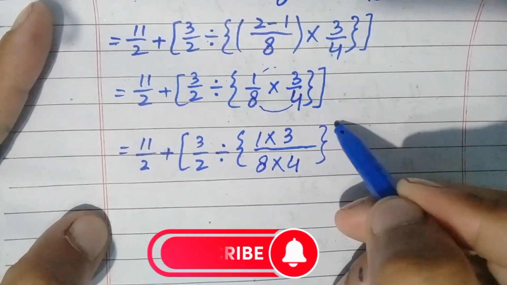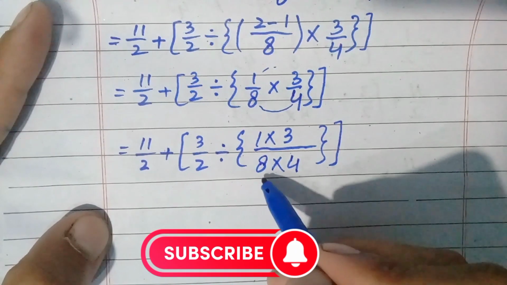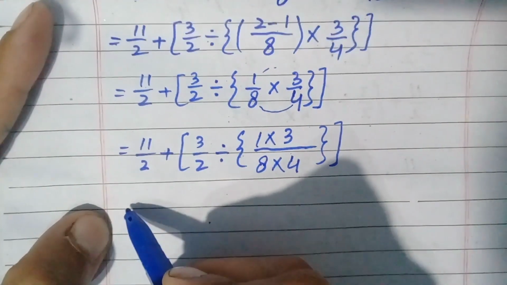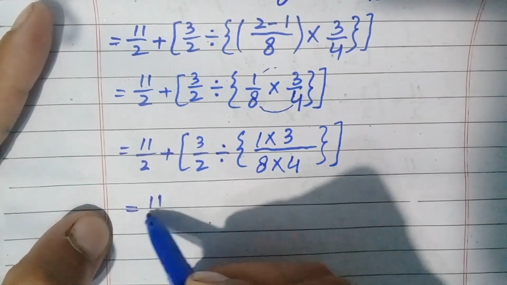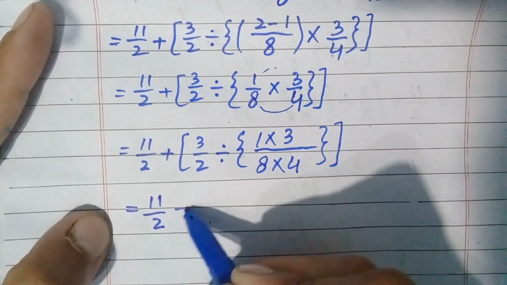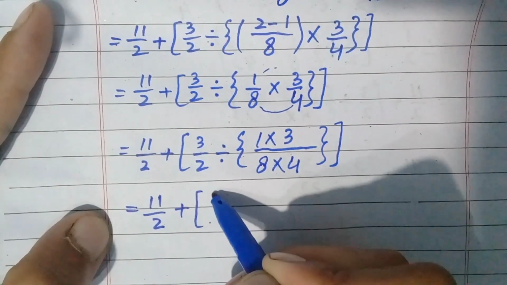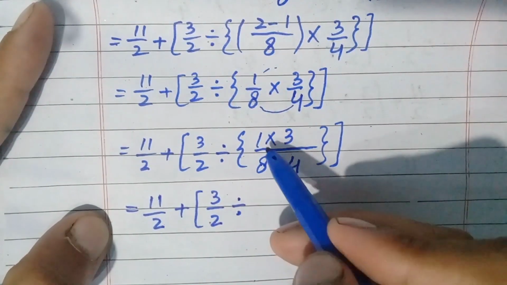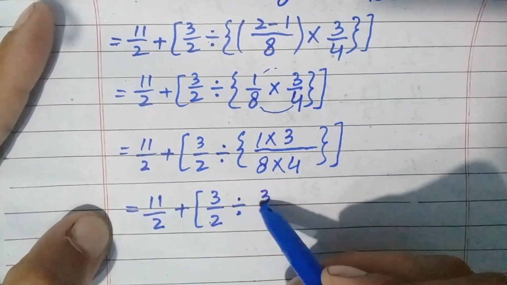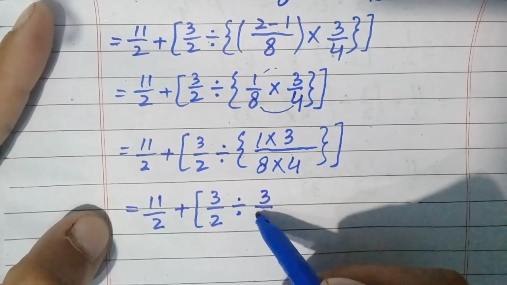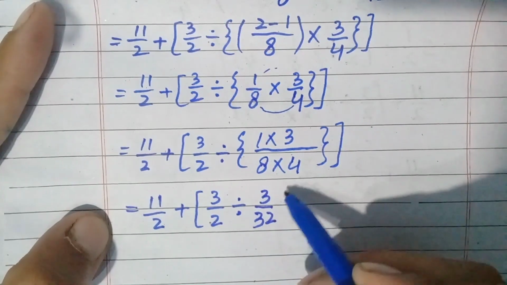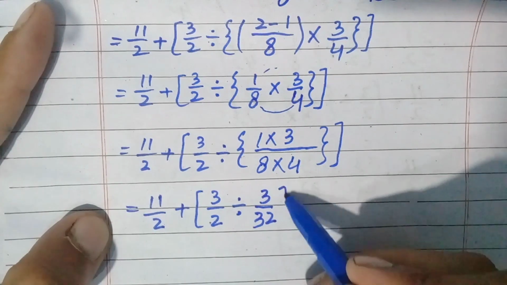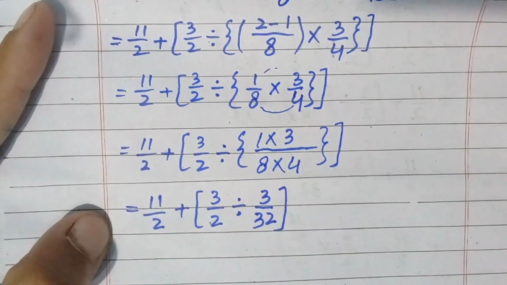Again braces will be closed and square bracket will be closed. Now we further simplify the numbers inside the braces. So again write down the remaining question as the same. 11 by 2 plus square bracket open 3 divided by 2, divide, no, 1 times 3 is 3 and 8 times 4 is 32. So here the braces are also eliminated from the question, only square brackets are left.